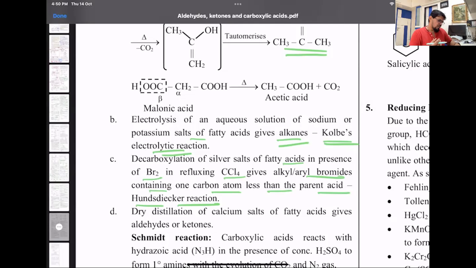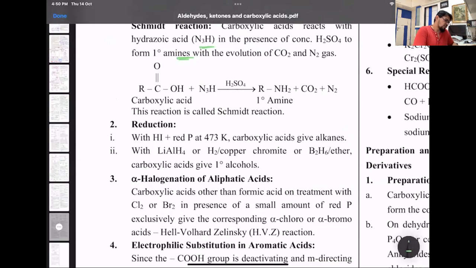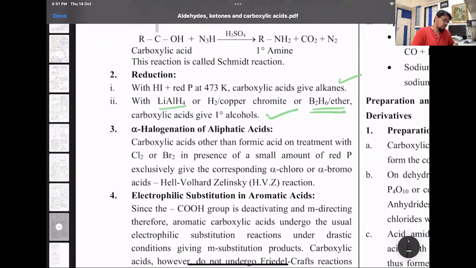Then dry distillation. Then Schmidt reaction. This is basically again an extra point over there. Acids react with hydrazoic acid, that's N3H, to give primary amines. Reduction, carboxylic acid gives alkanes with lithium aluminum hydride or with diborane. Carboxylic acid gives primary alcohol. Third one, very important, alpha halogenation, HVZ reaction. The alpha hydrogen, is this clear, is replaced by halogen atom with red phosphorus and mainly with bromine or chlorine.